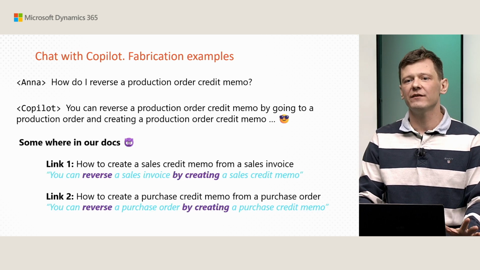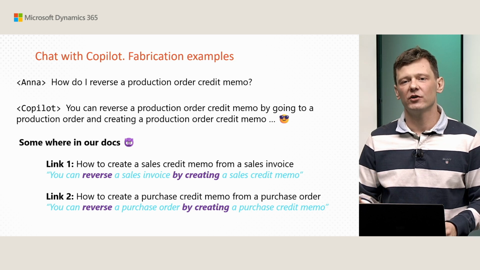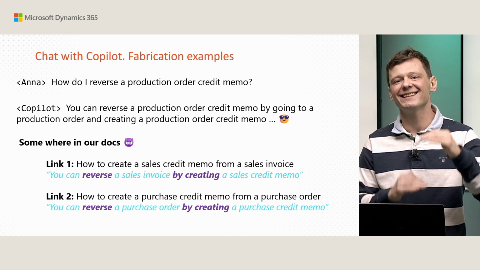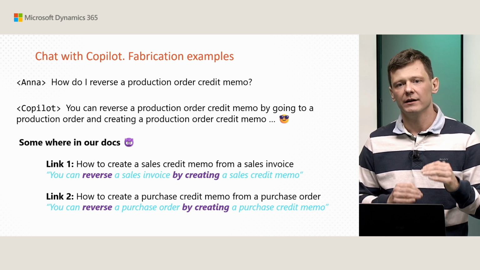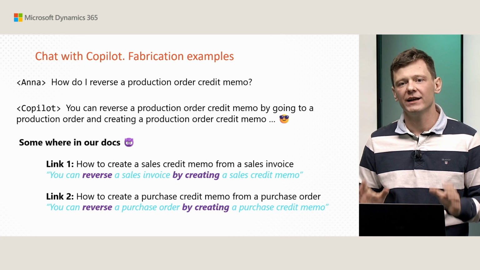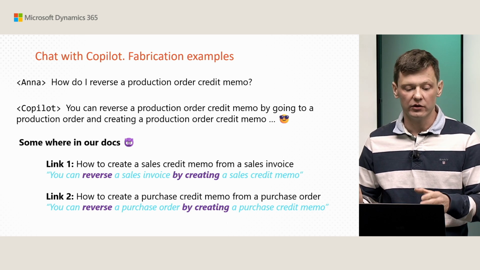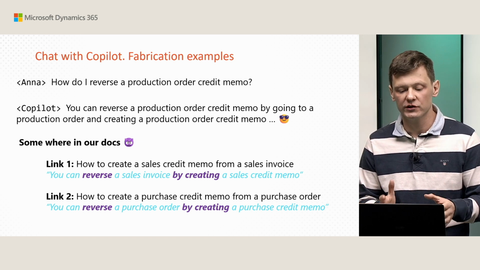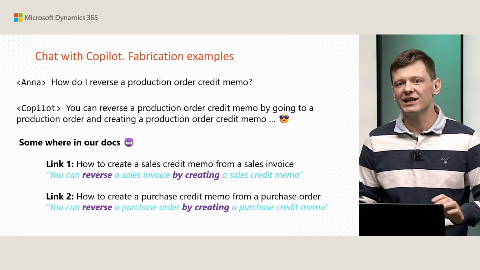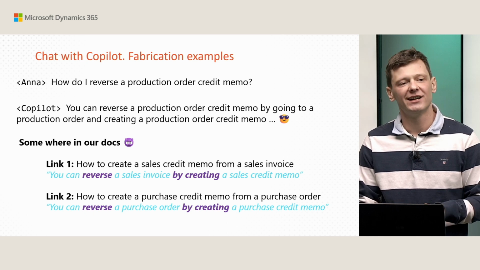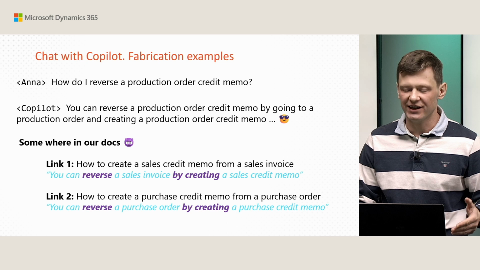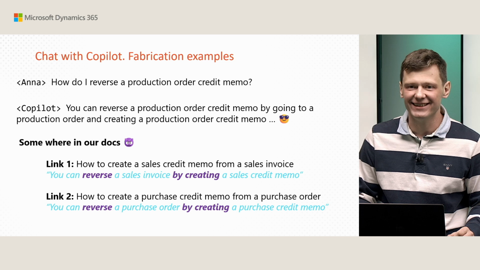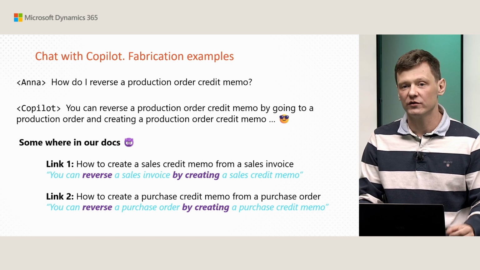But the reason why it behaves like that is that large language models are trained to respond statistically in the same way as the datasets they are trained on. And in our documentation, we have a lot of valid cases. For example, you can reverse a sales invoice by doing blah. You can reverse a purchase order by doing blah. So large language models just copy those types of responses, because they are trying to be helpful, but it definitely leads to absolutely fabricated, hallucinated statements, which is not good for the user.